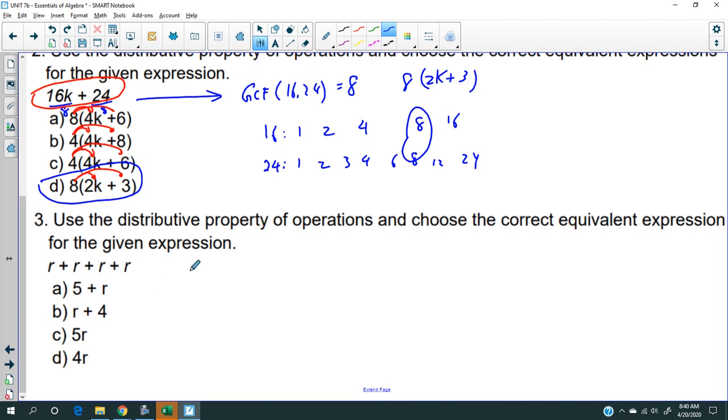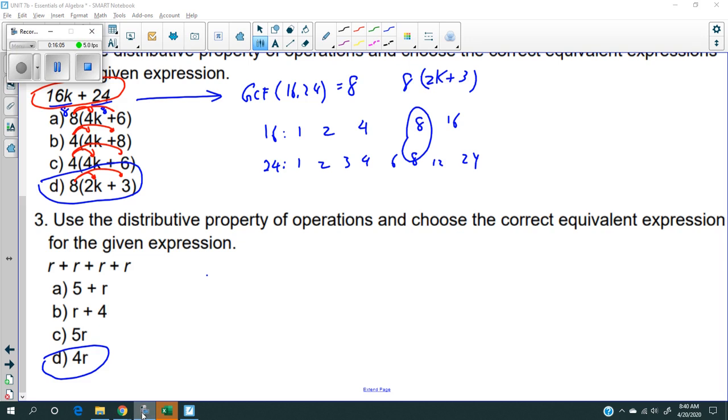Oh, is that it? Number 3. Let's try this one right now, and then we'll go over it. So press pause. Okay, all right. So what is R plus R plus R plus R? Yeah, D, 4R. Okay, let's go on. Let's see how we're doing. Yeah, we have time. Let's go on to the next page.